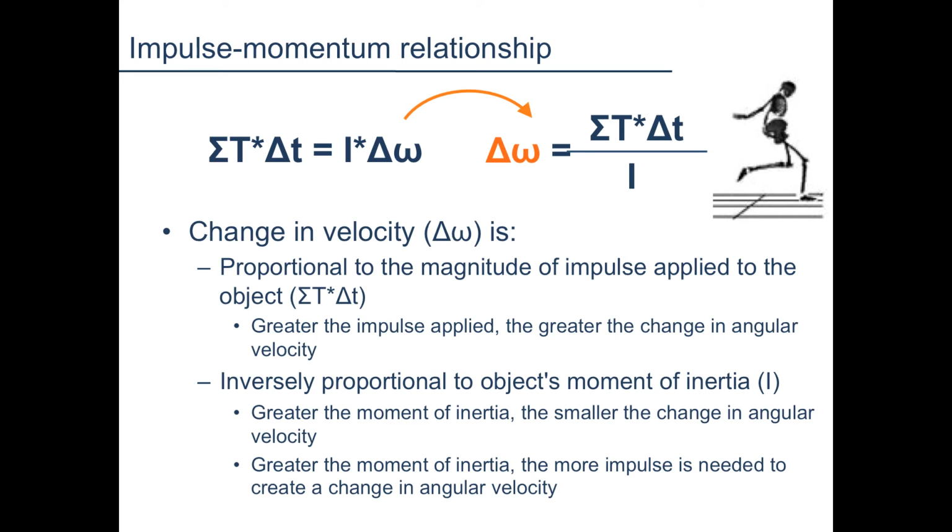The equation also shows that the change in angular velocity is inversely proportional to the object's moment of inertia. This means that the greater the moment of inertia of the object, the smaller the change in angular velocity that results. In other words, to speed up or slow down the rotation of an object with greater moment of inertia will require more angular impulse.